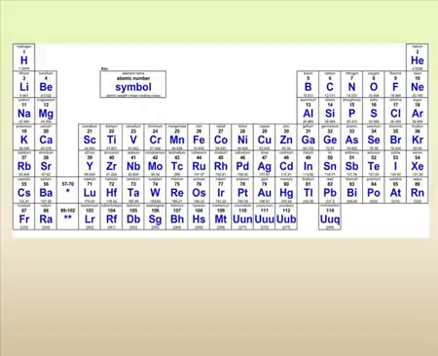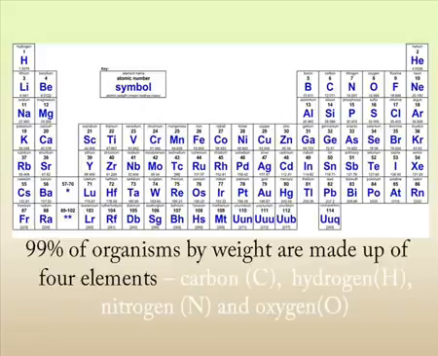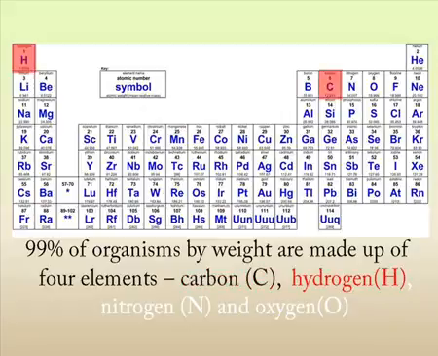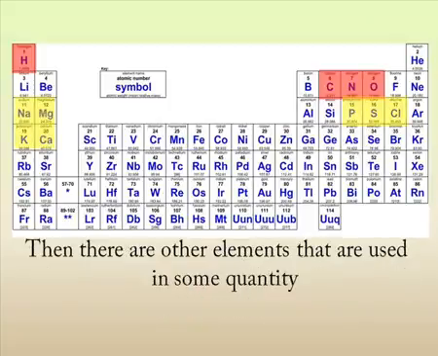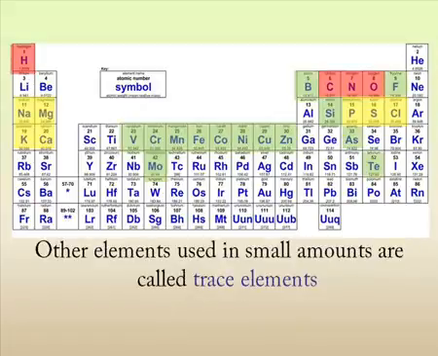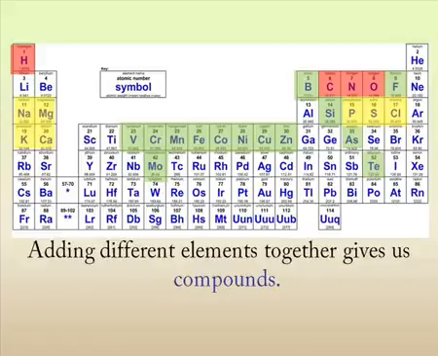Now as far as life goes, there's only a few that are very, very important. Over 99% of all organisms, their weight is made up of mainly 4 elements: carbon, hydrogen, nitrogen and oxygen. Now there's a couple of other minerals that are also important, such as sodium and chlorine, and these are used in some quantity. On top of this, there's a couple of elements which are only really used in small amounts, and these are called trace elements. The main ones to remember here are hydrogen, carbon, nitrogen and oxygen.